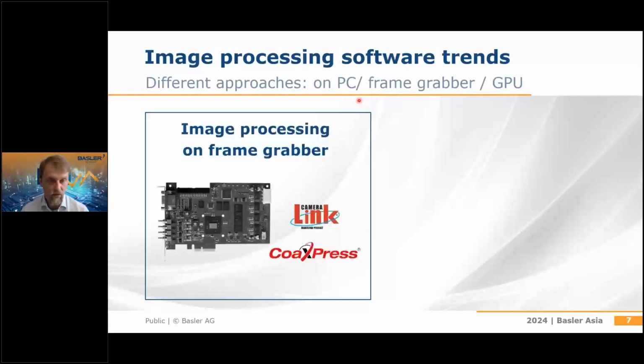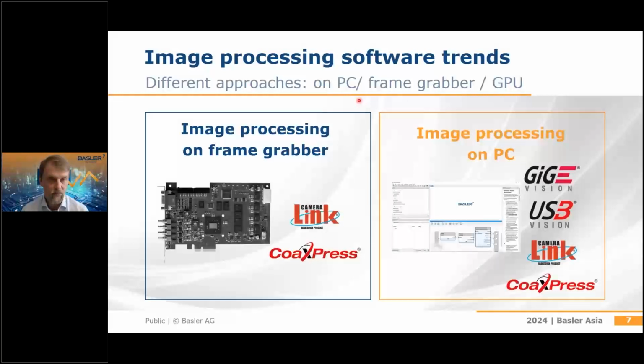So when we look into this, my focus will be on the image processing happening on the frame grabber. On all of our frame grabbers, we have FPGAs in order to handle the data stream going through. And when we look into interfaces like Camera Link or CoaXPress, in each case, you require a frame grabber, including an FPGA. So why not use these FPGAs for performing pre-processing tasks?